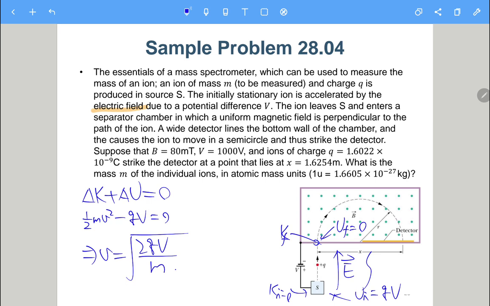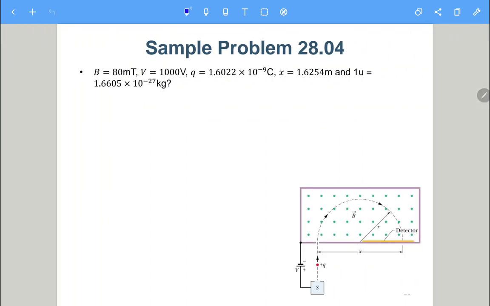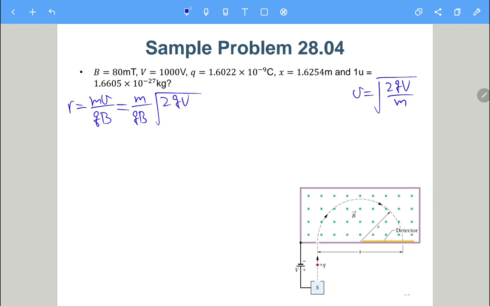So here we have v equals the square root of 2QV over m. Okay. So actually we should have r equals mv over QB. Now we can substitute v into here. So we have m over QB times the square root of 2QV all over m.